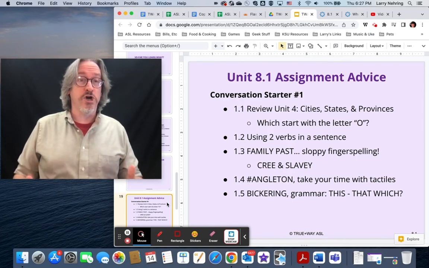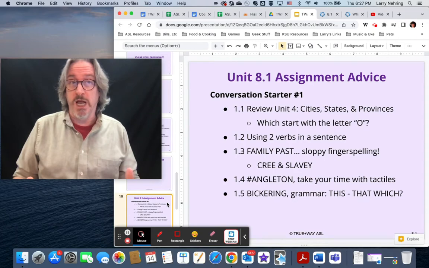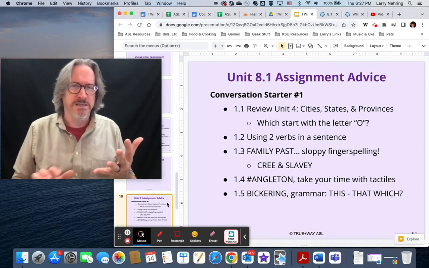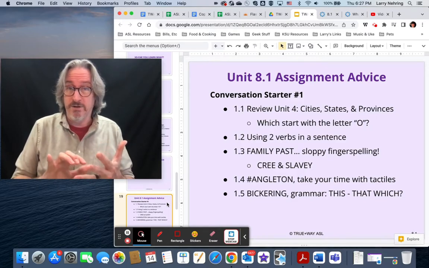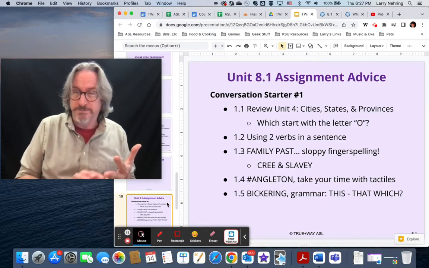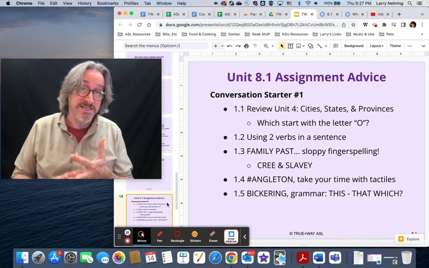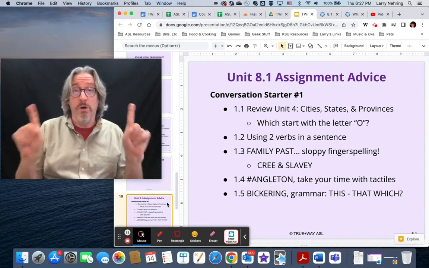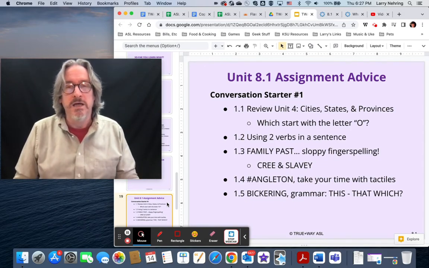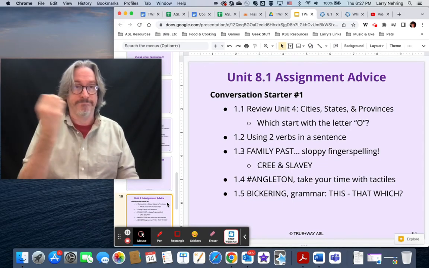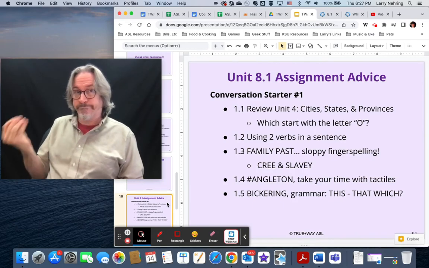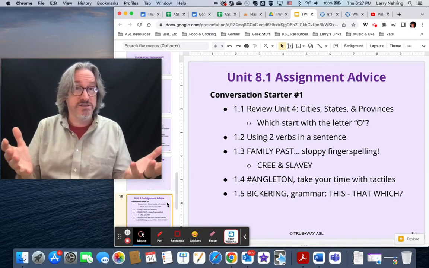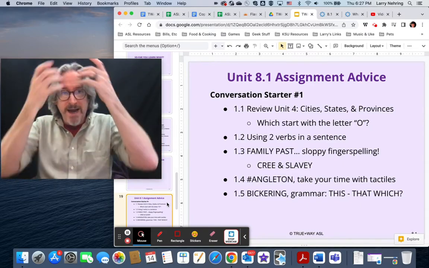Worst case scenario, go on YouTube, go online and look up cities, the predominant cities in both the US and Canada, United States, states, and Canadian provinces and territories. And so the only question I really have for 1.1 when you're reviewing is they're going to sign this. It's an O. What of the states and provinces start with an O?